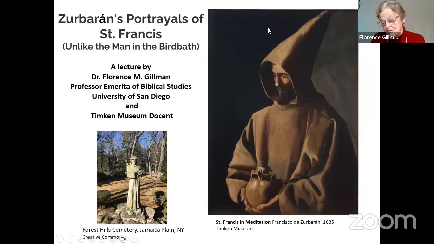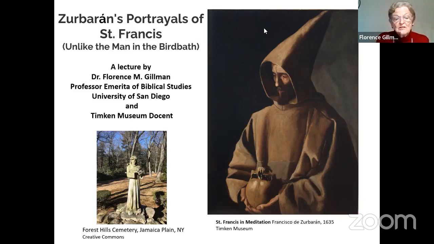So the occasion for studying Zurbaran for me is that the Timken Museum has a Zurbaran, what you see right here on the screen, and it's entitled St. Francis in Meditation. And you notice that he painted this in 1635. So he is known to have painted some 32 or maybe 34 portrait type paintings of St. Francis. Can't really call them portraits because, of course, Francis lived in the 13th century and Zurbaran's work is in the 17th.